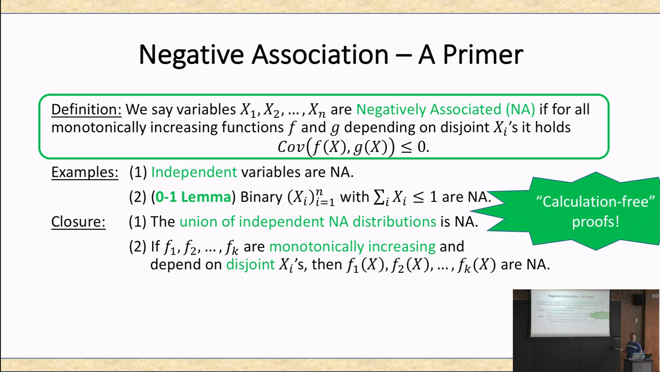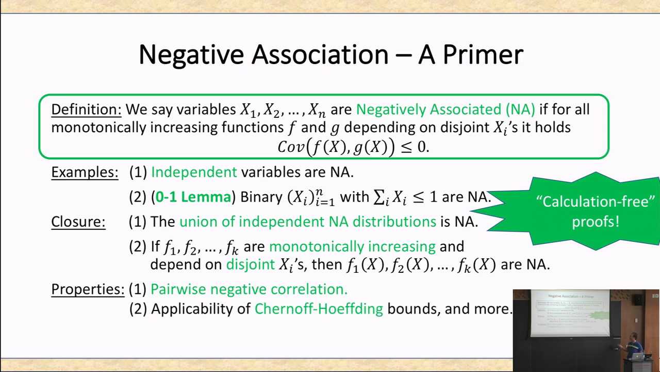Some other nice properties of NA distributions are, first of all, we have pairwise negative correlation. It's pretty obvious, right? The Fs will just be some Xi, F and G will be Xi and Xj. So we get pairwise negative correlation. Not too surprising, we have stronger notions of negative dependence. Also for the algorithmics crowd out there, NA variables also allow for the applicability of Chernoff-Hoeffding type bounds. So the marketing line to remember here is: independent or better.